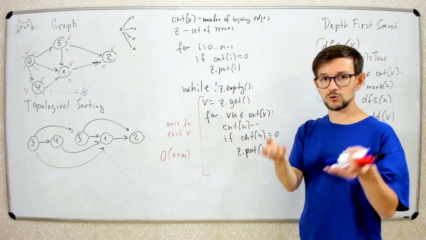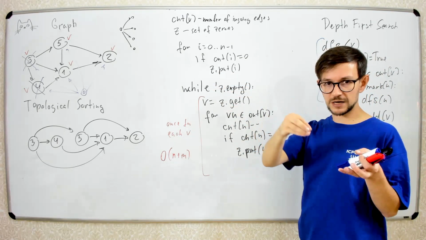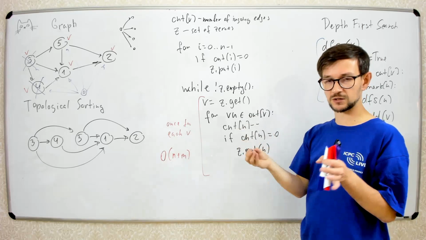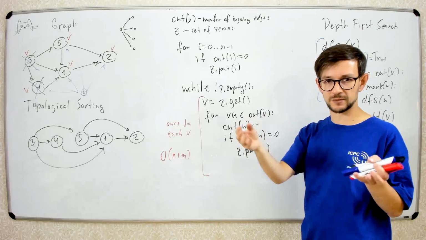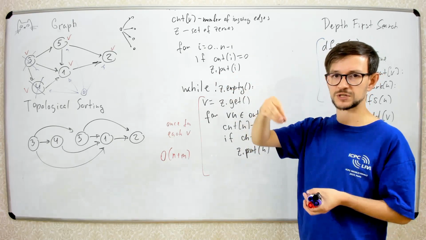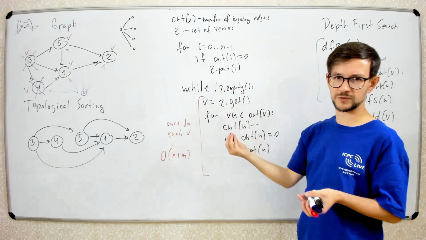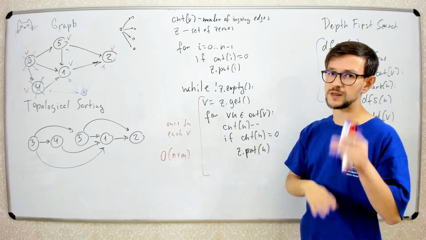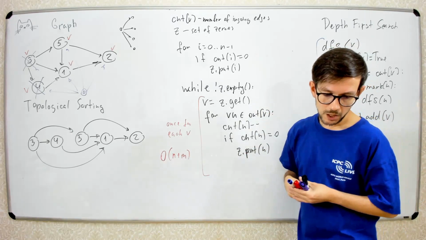You have set. You want to have two operations: put element into set and get any element from the set. You don't need to care about the order of these elements. So you can just use stack here. You put element into stack, and here you pop top element from the stack. Or you can use queue or anything. Anything will work.